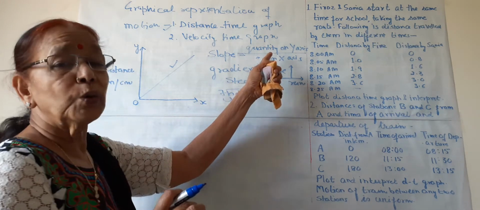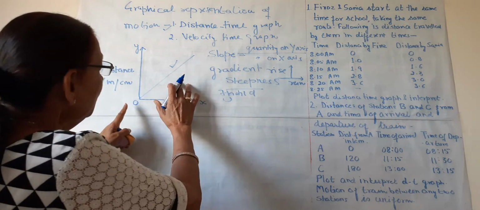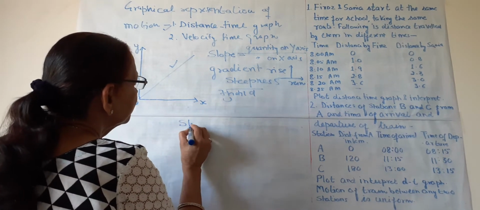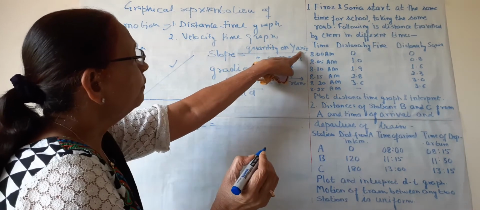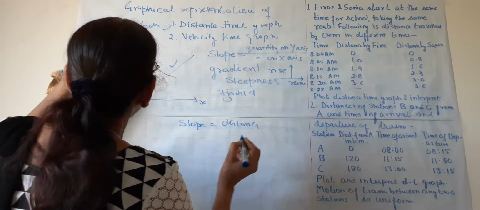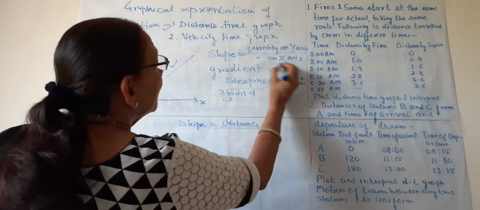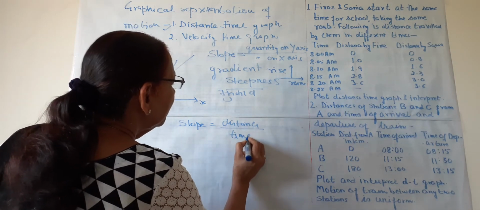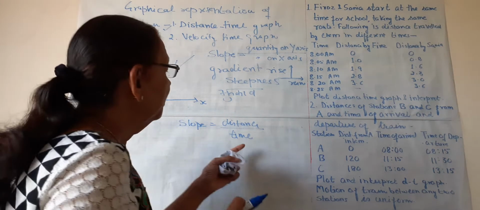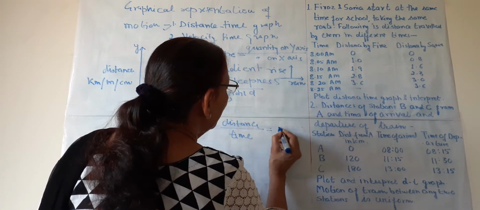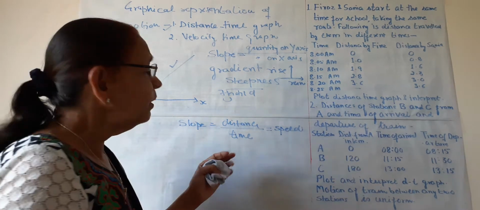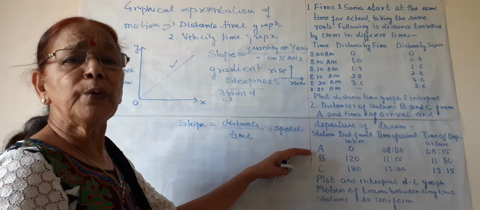By this we can know the slope of the graph line. While looking at this graph, the slope will be the quantity on the y-axis. What quantity do we have on the y-axis? Distance. Distance is the quantity on the y-axis, and on the x-axis we have time. So the slope of the graph will be distance upon time. We know the formula that distance upon time is equal to speed. Speed is equal to distance upon time. So this slope is equal to speed.